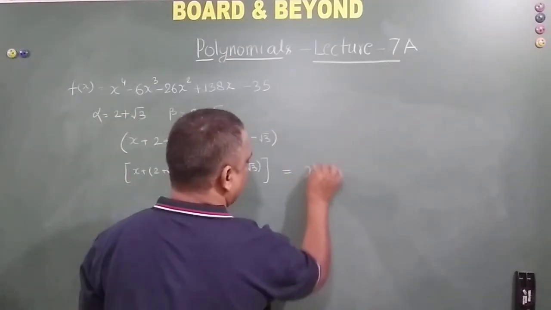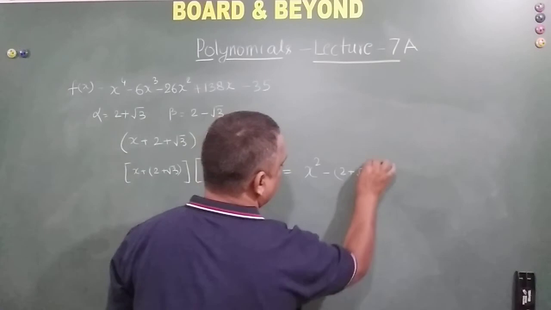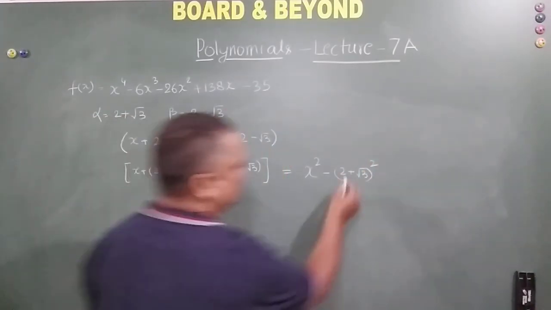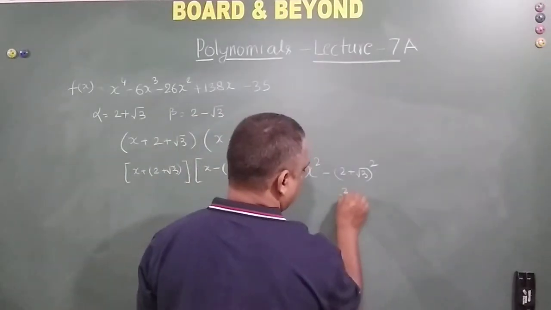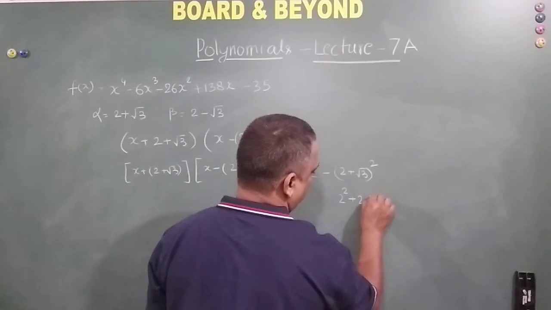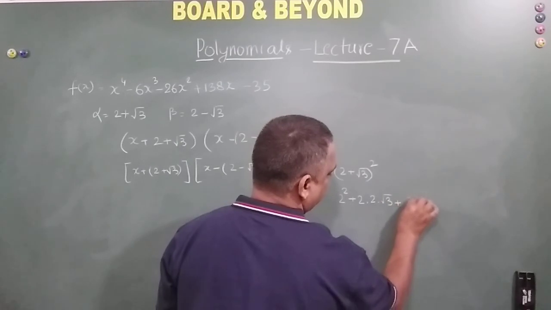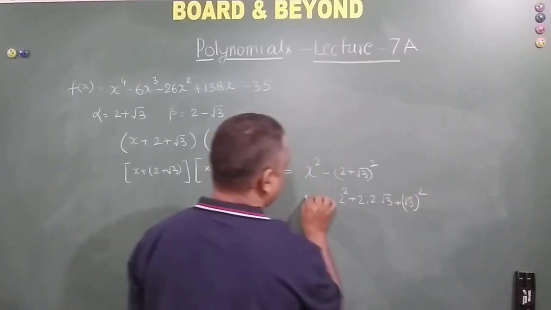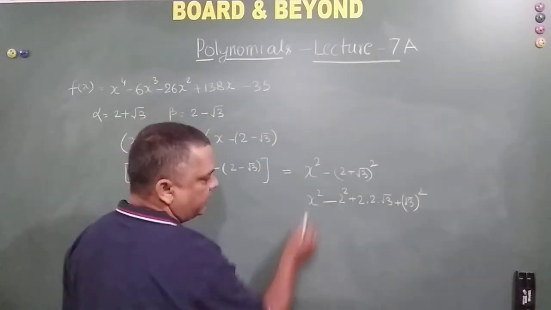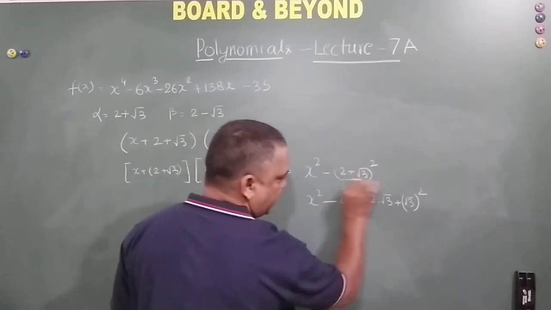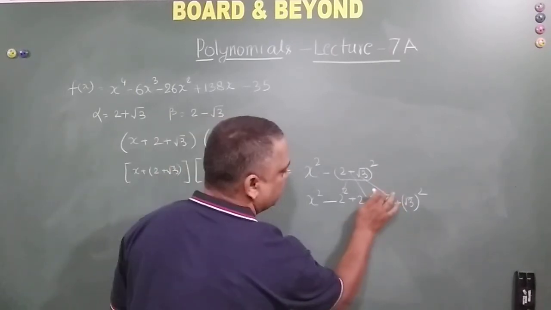So a square is nothing but x square, minus b square, which is nothing but 2 plus root 3 whole square. Correct? Let's try to do this. A plus b whole square is equal to how much? A square plus 2ab, 2 into 2 into root 3, plus b square, that is equal to root 3 whole square. Anybody who did not follow this, I'll just repeat it. X square remains as it is. This is a plus b whole square. So a square plus 2ab plus b square. Sorry, b square is here.